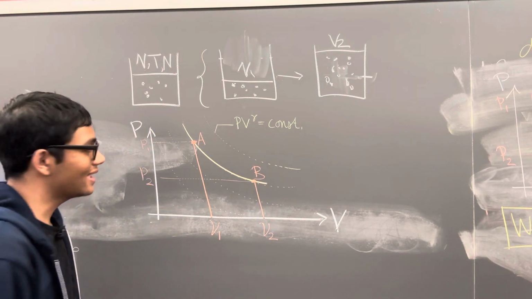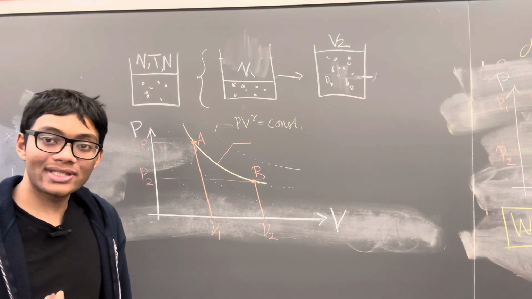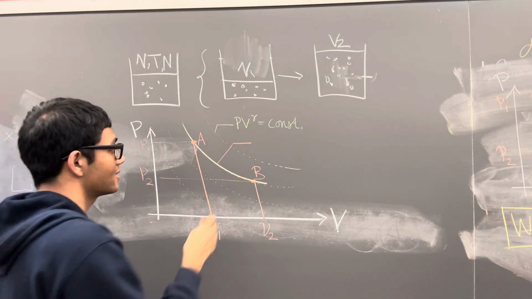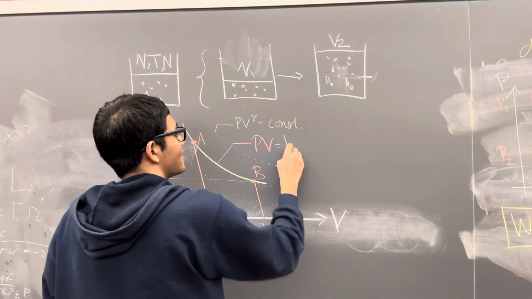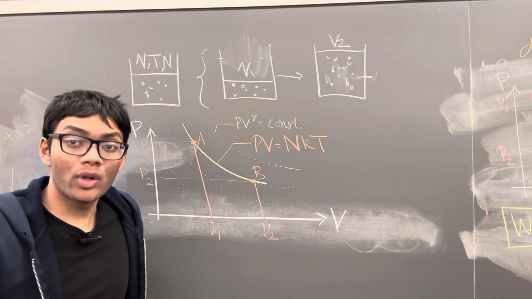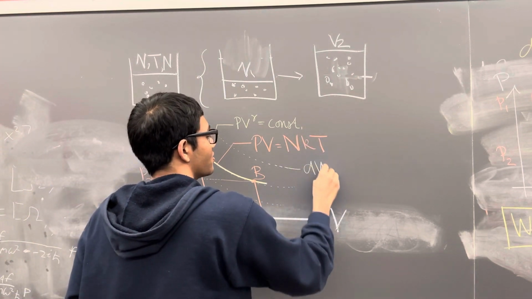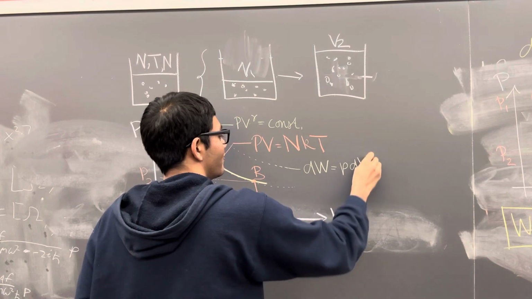So now, the next thing we have to do is exploit the ideal gas law. The ideal gas law is the equation of state for an ideal gas. And that says that PV is NKT. Now, how's that going to help us? Well, we know that the work done by a gas, dW, is simply P dV.